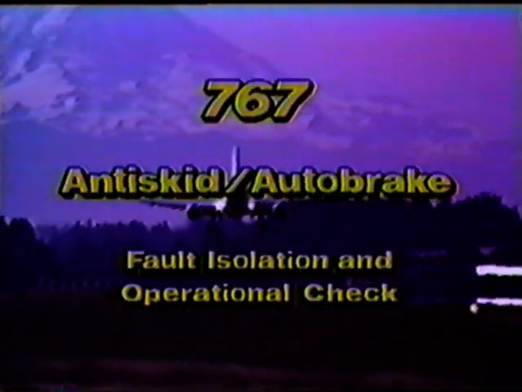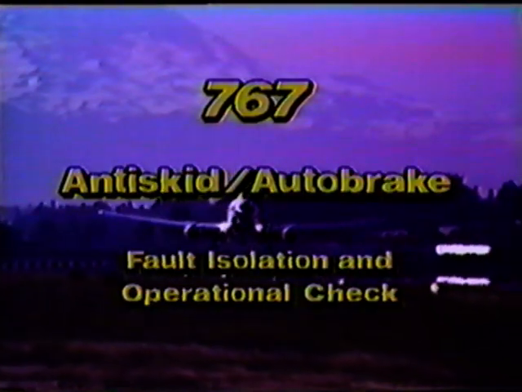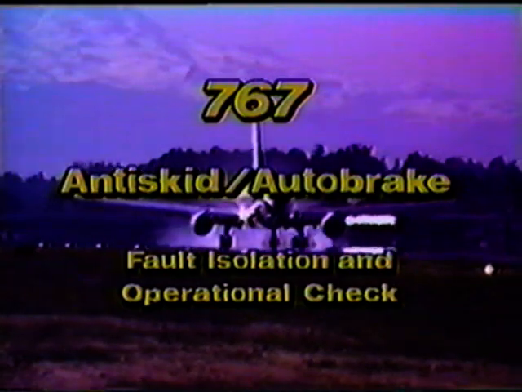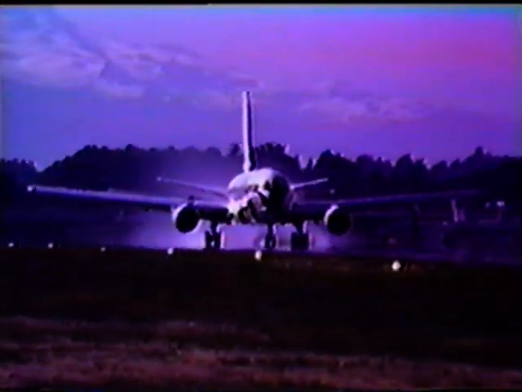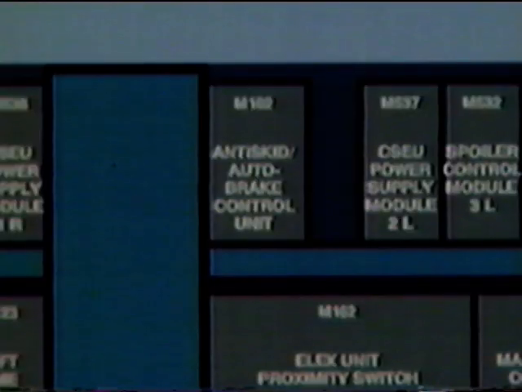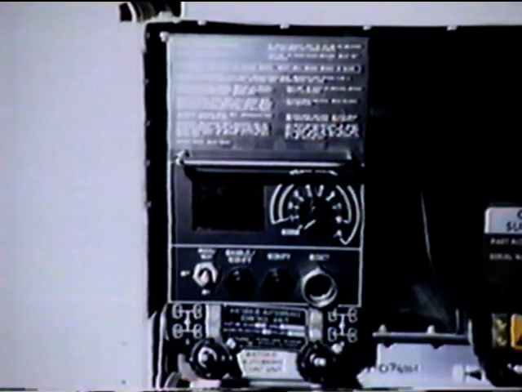This video module demonstrates the fault isolation and functional test procedures that can be performed using the Antiskid Autobrake control unit. The Antiskid Autobrake control unit is located on the E1-1 rack in the main equipment center. The unit is line replaceable and is not electrostatic sensitive.